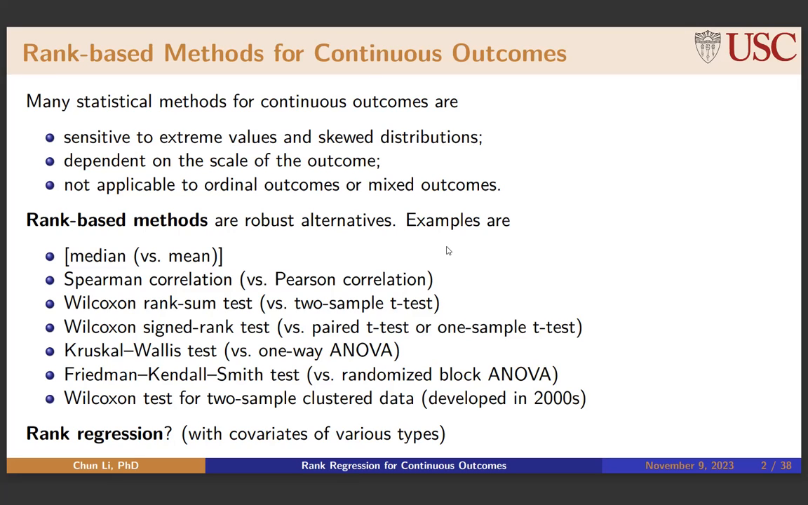For rank-based methods, you have learned quite a few of them from textbooks, like Wilcoxon's test, Spearman correlation, and the Kruskal-Wallis test. But after these, almost nothing has been done beyond these methods. Rarely is there anything for regression, or any other method, that is rank-based. So what we want to do is rank regression with all kinds of covariates and all kinds of outcome types. So, a very general framework.